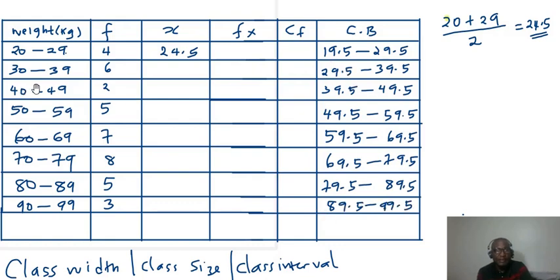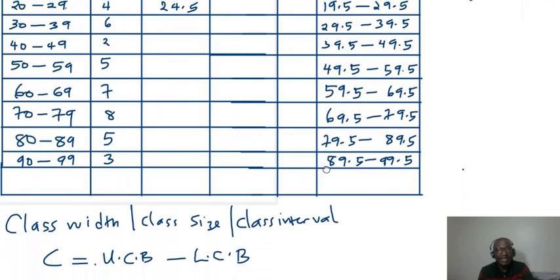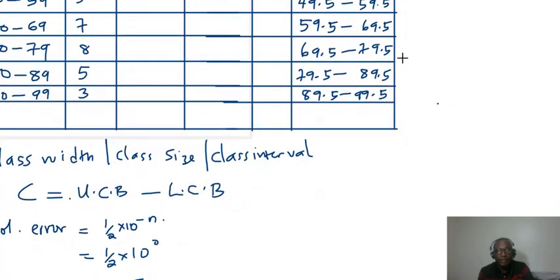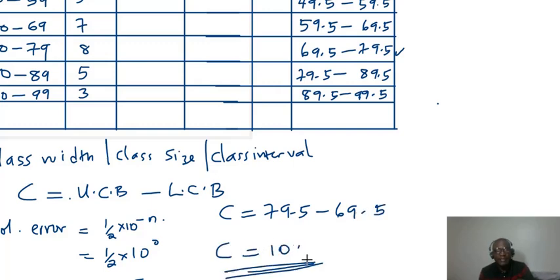Now, since the class width here is uniform, we are going to choose any class and then use it to calculate the class width. So picking on this class here, class width capital C is going to be 79.5 minus 69.5, and C is going to be equal to 10.